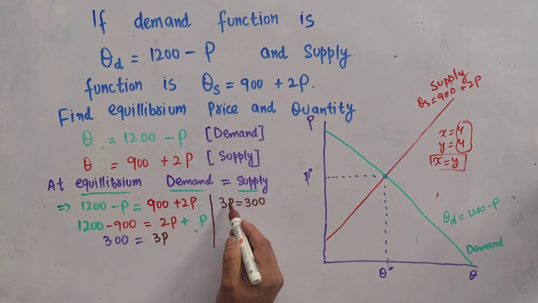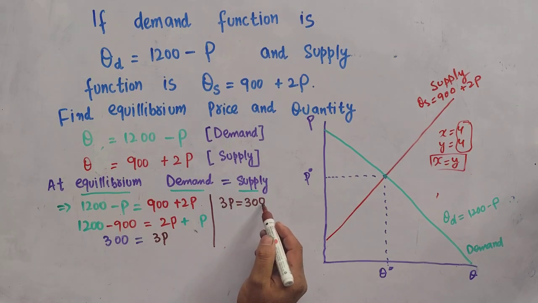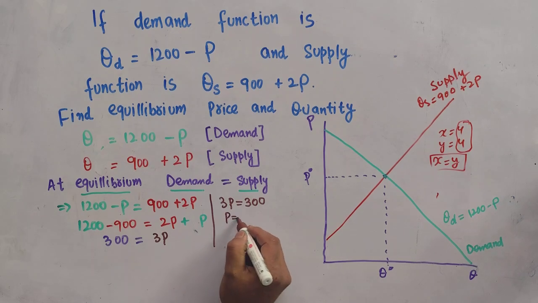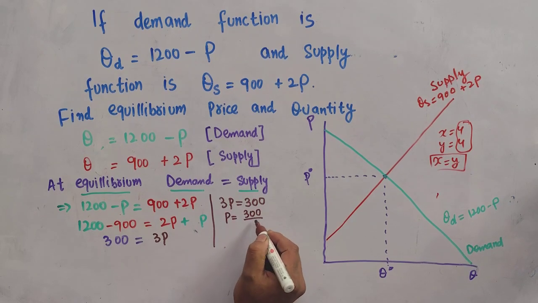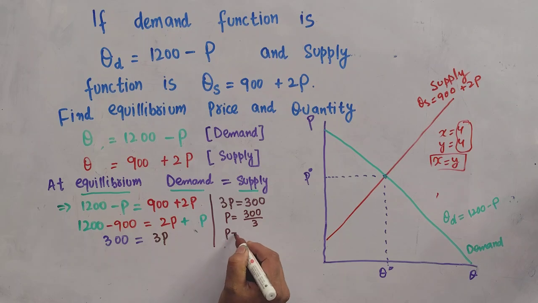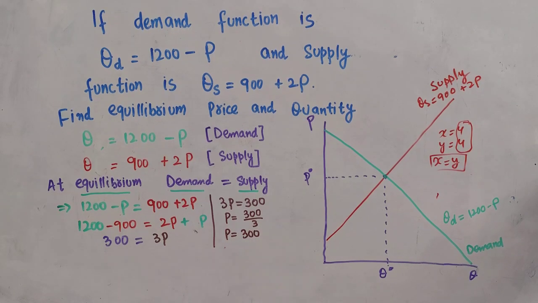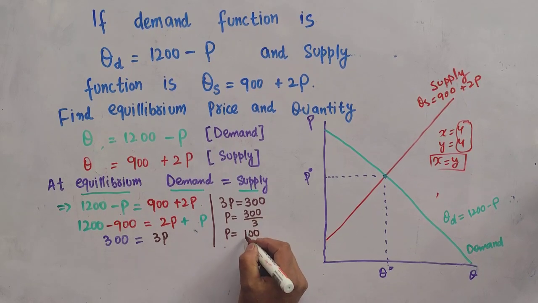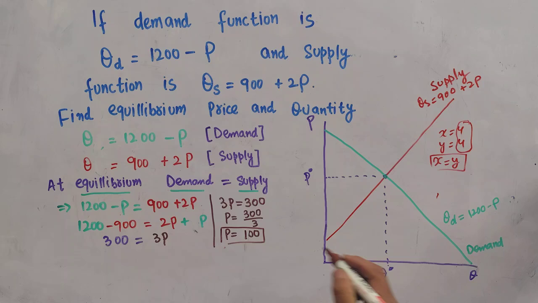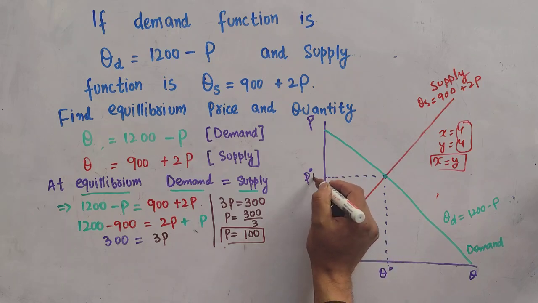Transpose this, it is in multiplication. If I transpose, it gets divided, so P will be equal to 300 upon 3. Okay, sorry, price will be equal to 100 here. 3 ones are 3, so equilibrium price will be equal to 100.